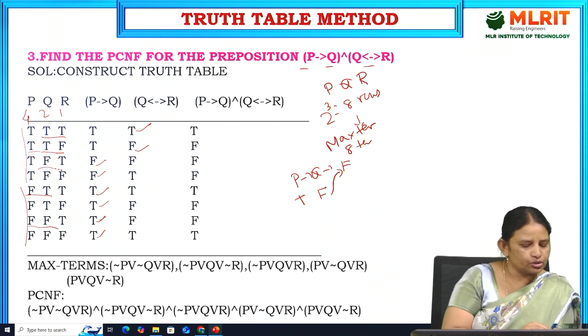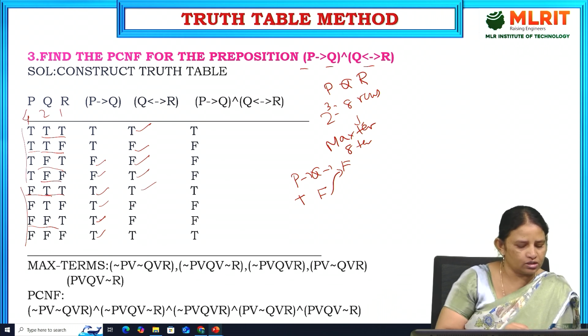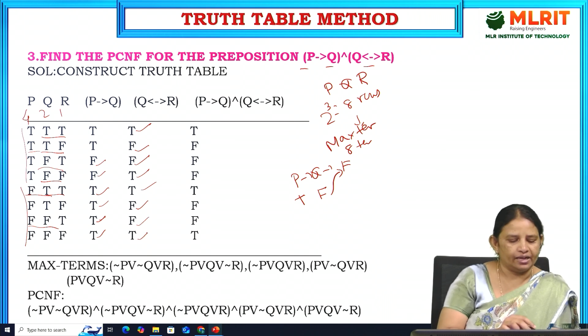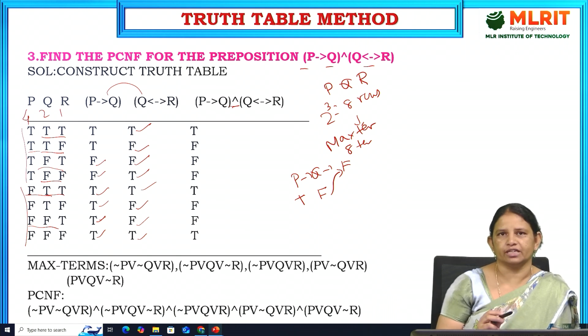Next, false, true is false. False, false is true. Again, true, true is true only. True, false is false. False, true is false. False, false is true. Again, we need to take the AND between P implies Q and Q implies R. It returns true if both conditions are true. For the remaining cases, it returns false only.